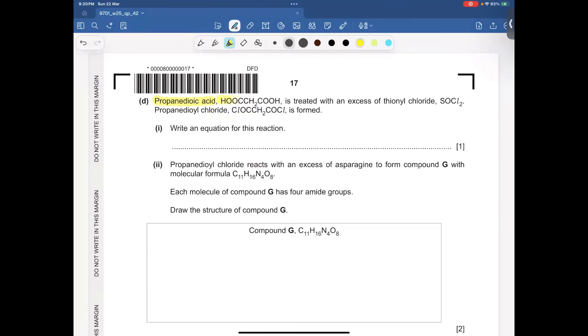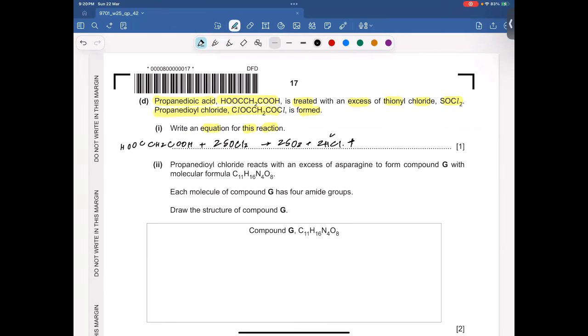Propane dioic acid is treated with an excess of thionyl chloride, SOCl2. Then we'll get the product. Write an equation for this reaction. See, guys, we have two carboxylic functional groups. So for two carboxylic functional groups, I'm going to use 2 moles of thionyl chloride, okay? So this is COOH, this is CH2, this is COOH. I'm using 2 moles of thionyl chloride. So I'll get 2 moles of sulfur dioxide. I'll get 2 moles of HCl. And obviously this will give you misty fumes.